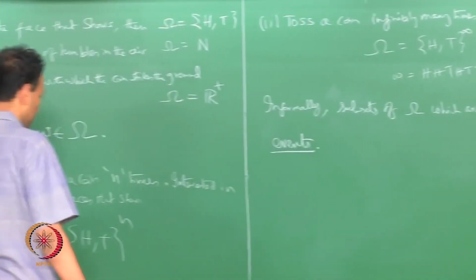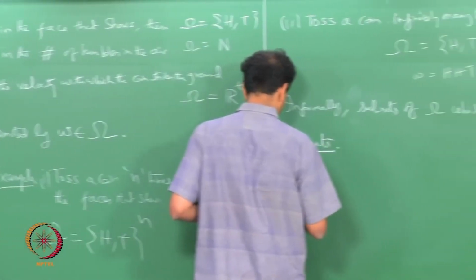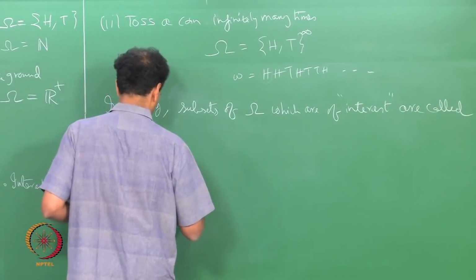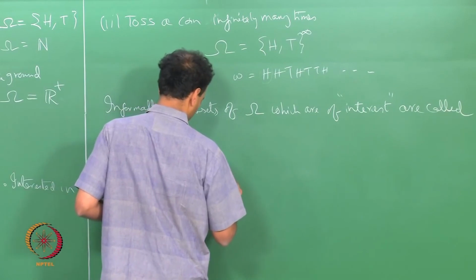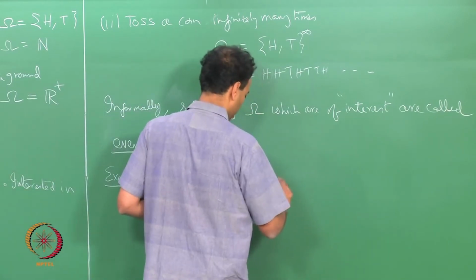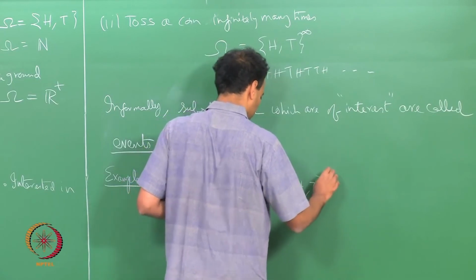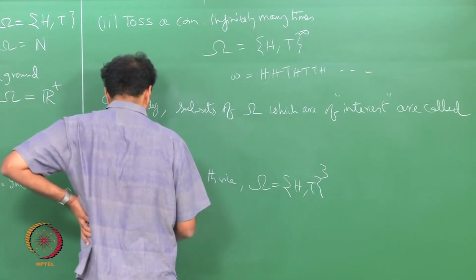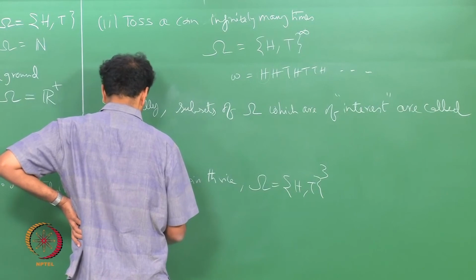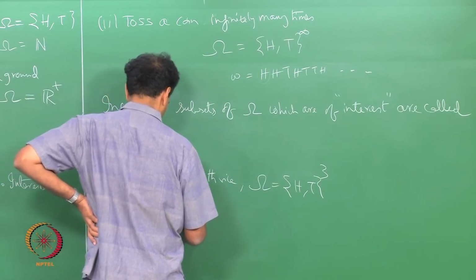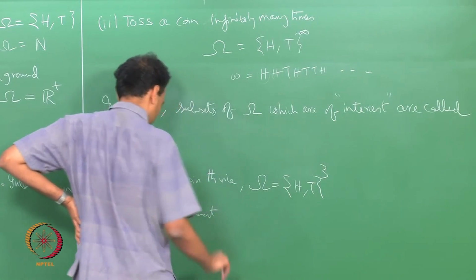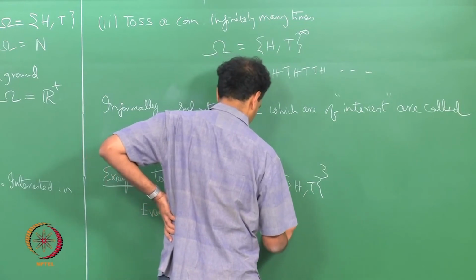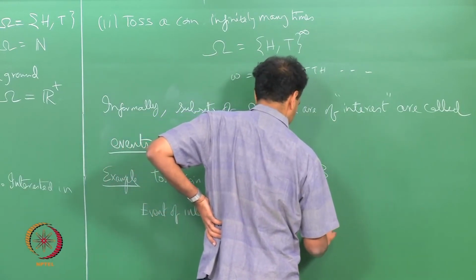So, for example, toss a coin thrice and you are interested in the faces. Your sample space is {H, T} to the power 3, and the event of interest may be this: at least 2 heads.